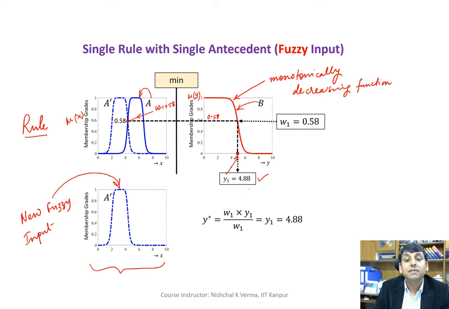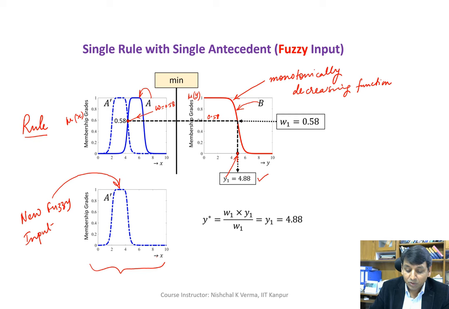So this 4.88 is the crisp value which we are getting corresponding to the fuzzy input that we are feeding to the Tsukamoto model, which is characterized by a single rule with a single antecedent. And the input is fuzzy here, that is A dash. The interesting point here is that we always get a crisp output of the rule. Even if we provide the fuzzy input, we are getting the crisp output, which is Y1 here.